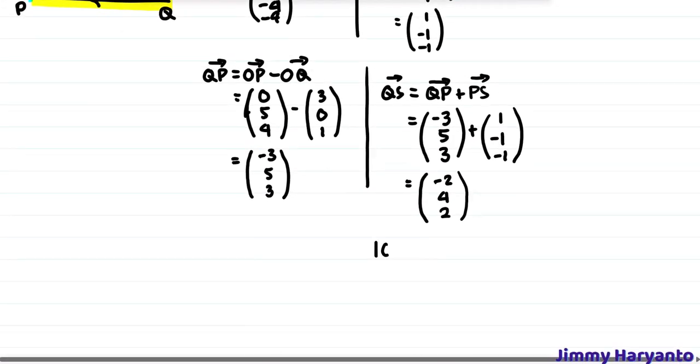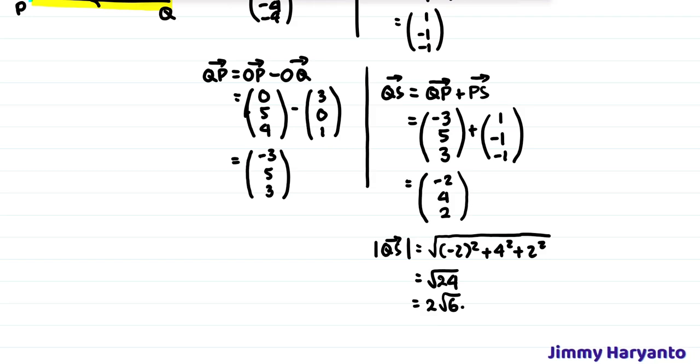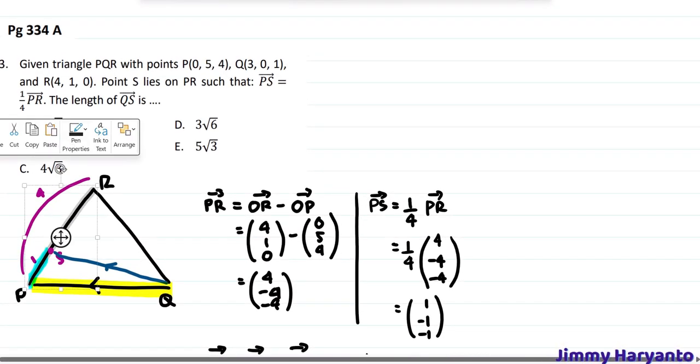The question wants you to find the magnitude of QS. Equals square root of negative 2 squared plus 4 squared plus 2 squared. So 4 plus 4 equals 8. 8 plus 16, square root of 24, which is 2 square root of 6. 2 square root of 6 is B.